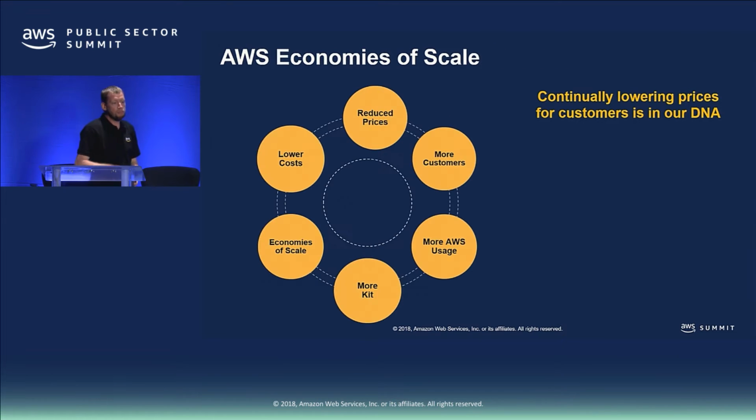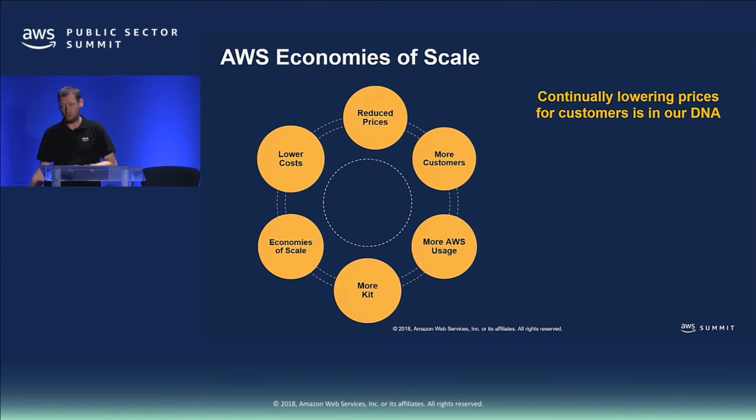Okay. So I've talked about economies of scale. So for us, continually lowering prices is in our DNA. It's driven from our Amazon corporate ethos. And the way it works is effectively, the more customers we get, the more AWS usage is driven. That means we order more infrastructure. By doing that, we can drive higher economies of scale. That allows us to lower costs. In return for that, we pass on those lower costs in form of reduced pricing. And then that drives a virtuous circle.